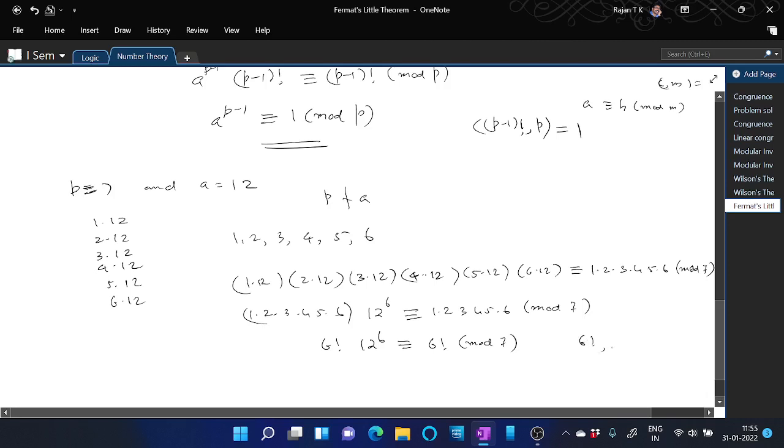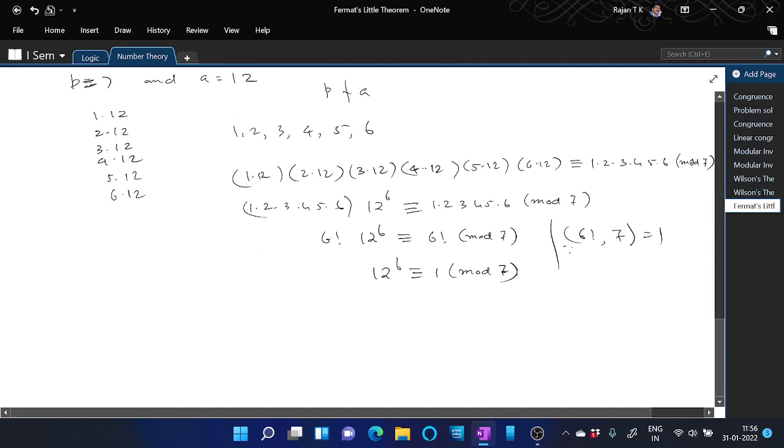Here 6 factorial and 7 are relatively prime, and therefore 12 raised to 6 is congruent to 1 mod 7, which is Fermat's little theorem. P is 7, A is 12, P does not divide A, and therefore A raised to P minus 1, 12 raised to 7 minus 1, which is 6, is congruent to 1 mod P, that is 7.